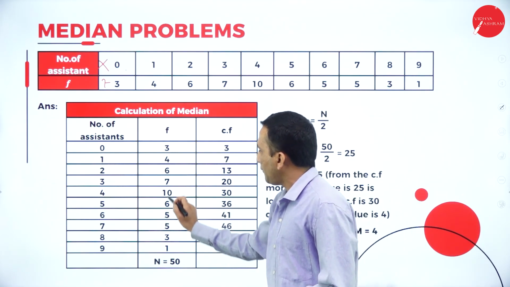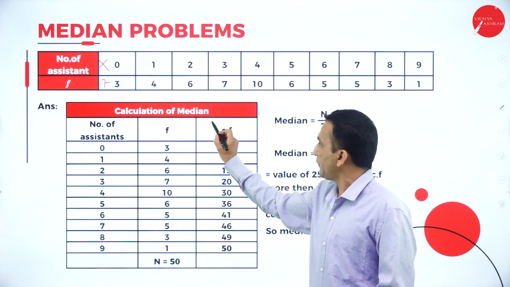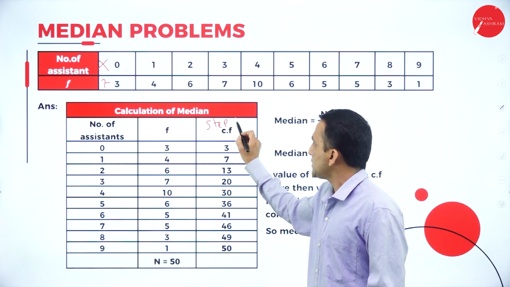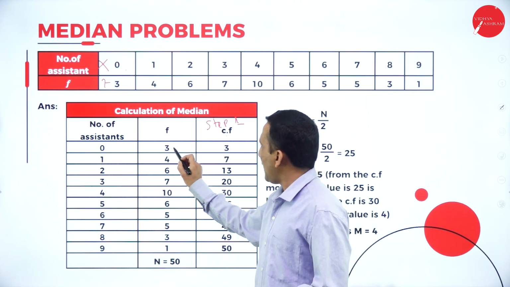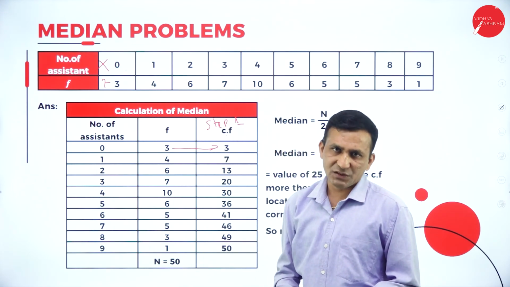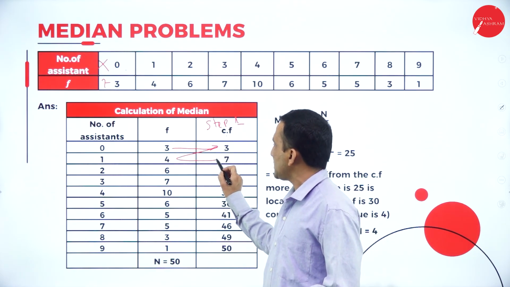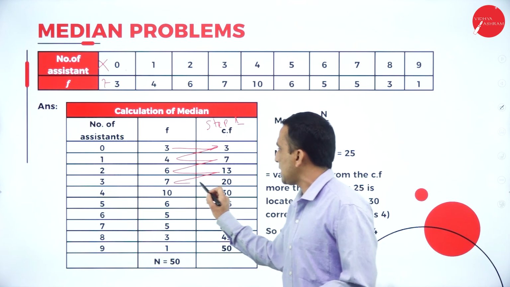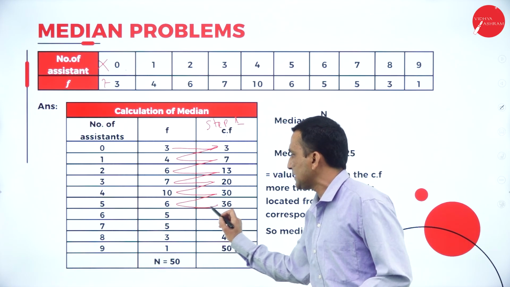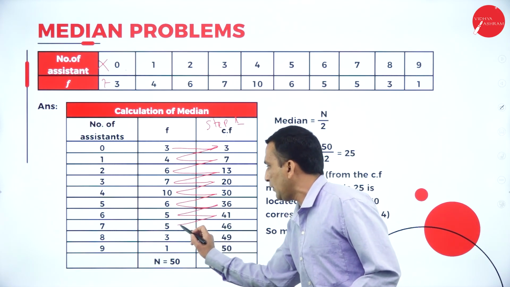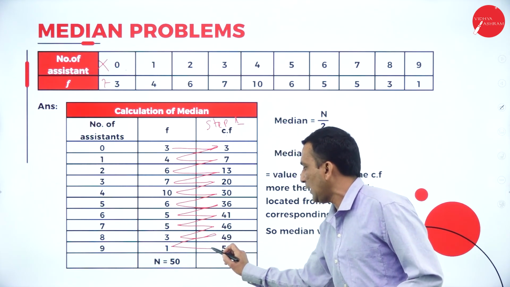After taking the frequency total, first step, same thing: find the cumulative frequency. Step 1, find the cumulative frequency. How do we get it? The first value as it is, the frequency, you write down as your first cumulative frequency. Second value, how do we get it? 3 plus 4, 7, 7 plus 6, 13, 13 plus 7, 20, 20 plus 10, 30, 30 plus 6, 36, 36 plus 5, 41, 41 plus 5, 46, 46 plus 3, 49, 49 plus 1, 50.